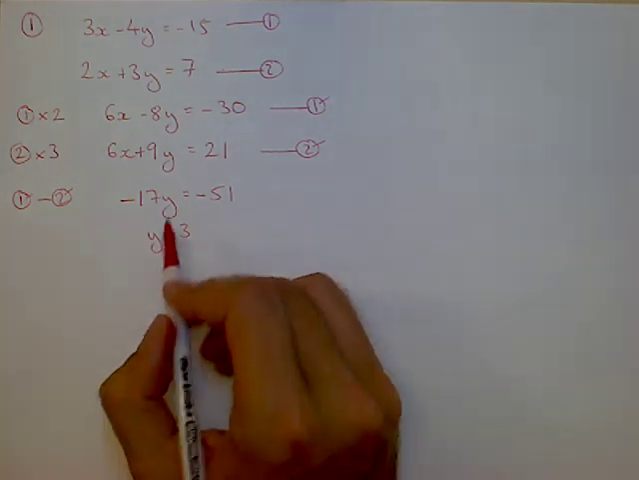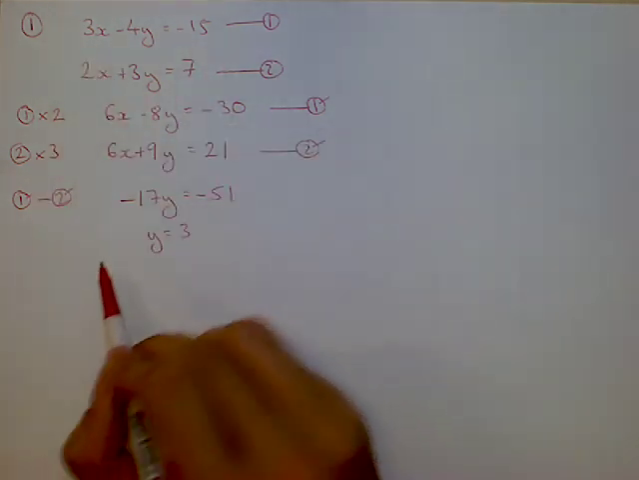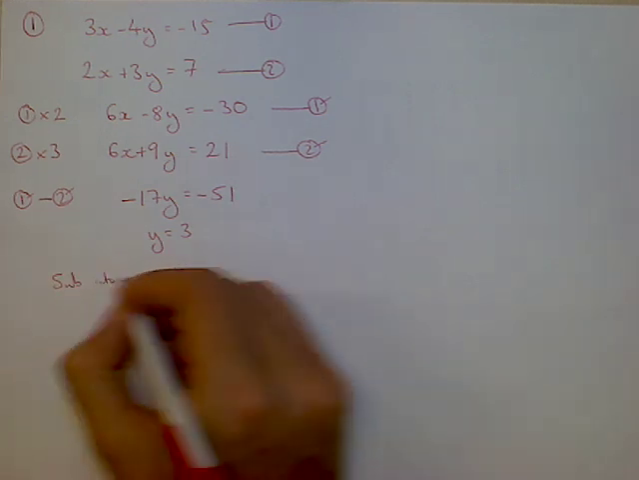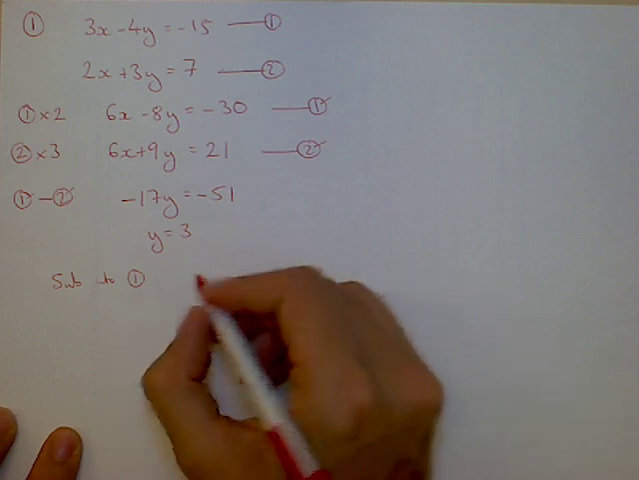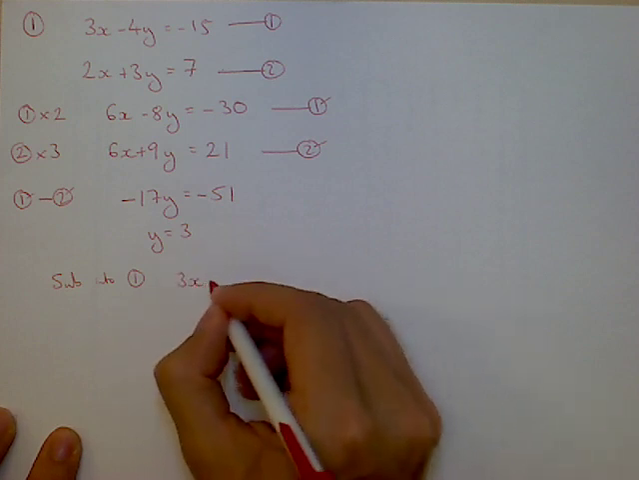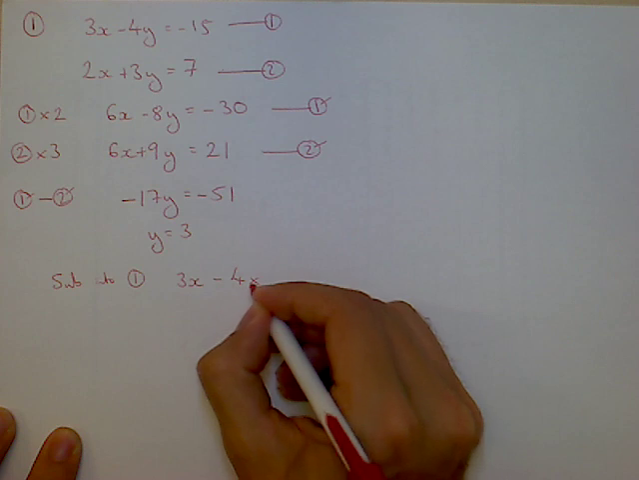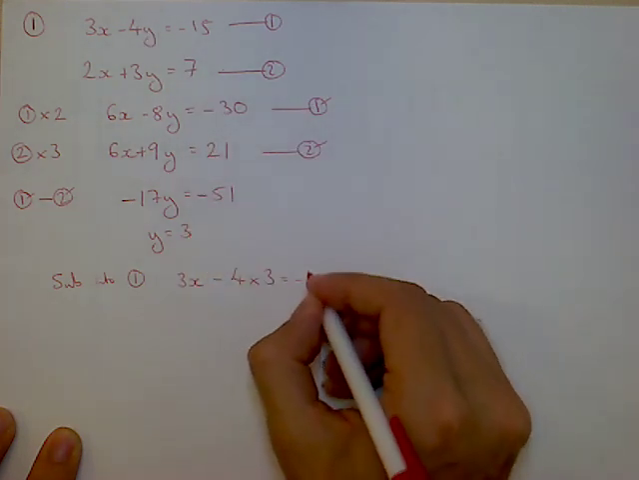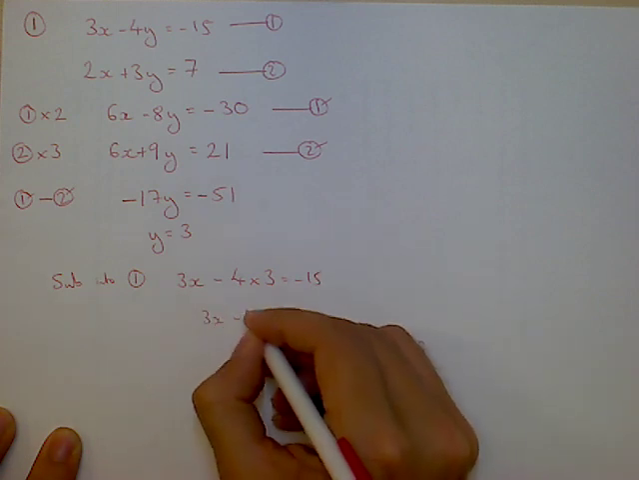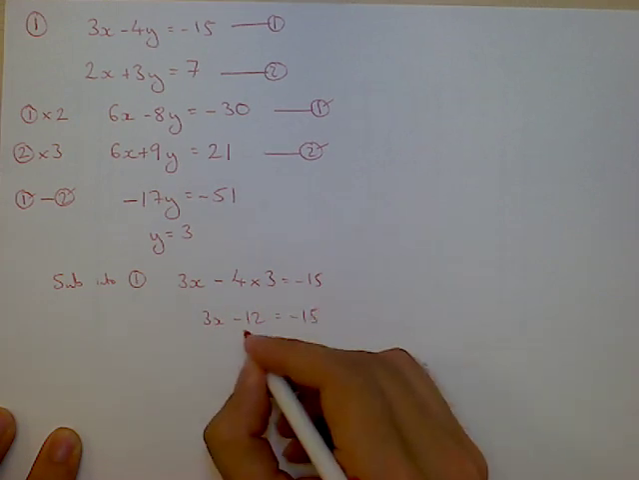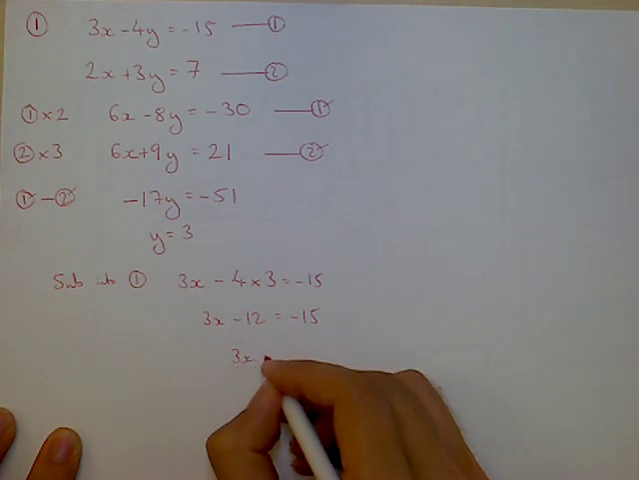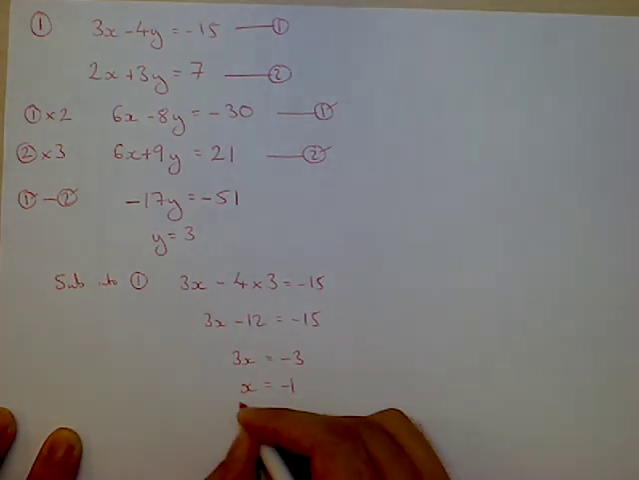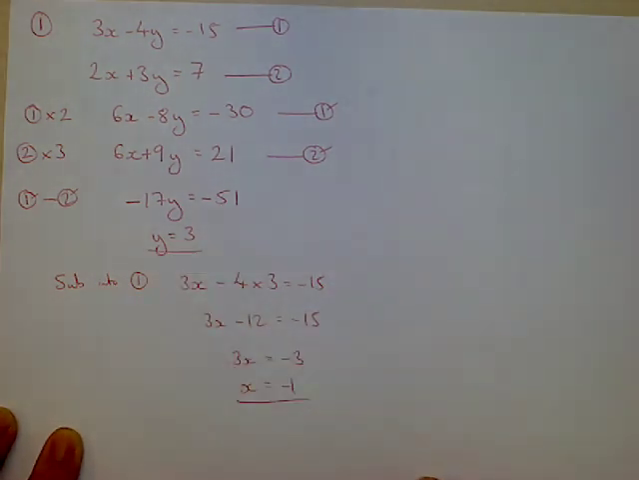We then take that answer and substitute it into one of the two top equations. Let's go for the top one. So we're going to substitute our answer that we found now into equation 1. That gives me 3x minus 4 times 3, because y I now know is equal to 3, and that's equal to negative 15. So 3x take away 12 is equal to minus 15, add 12 to both sides, gives me that 3x is equal to negative 3. Divide both sides by 3, x is equal to negative 1.